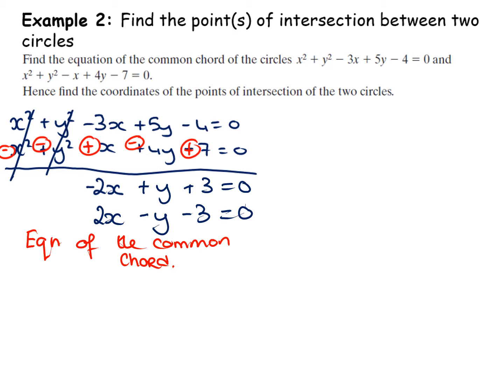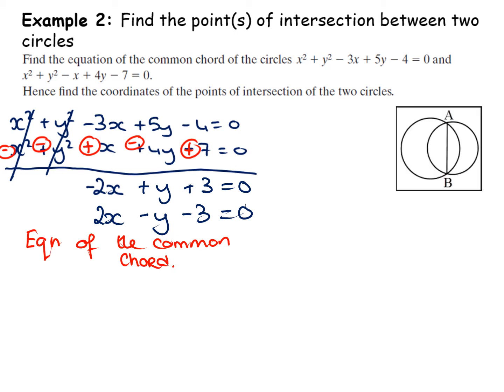Now this is where it will differ slightly between the common chord and the common tangent. The chord will have 2 points of intersection, while the tangent will only have 1. So only your answer will be slightly different. So just to bring back up the picture, we have this scenario here. We have two circles and they touch here and here.